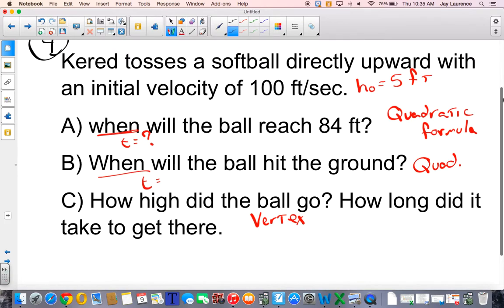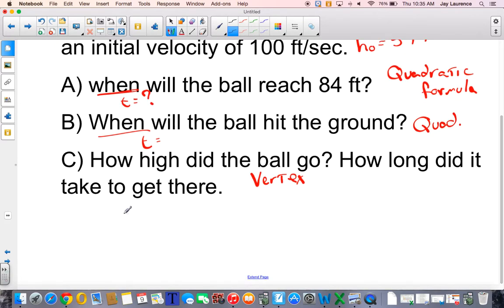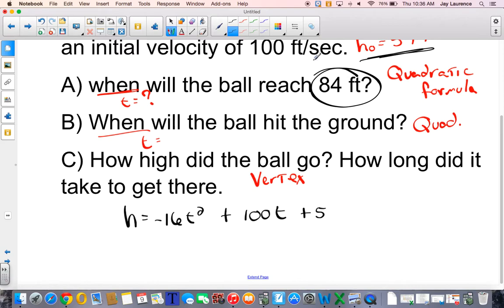All right, so now that we know this, let's write our first equation. So we're going to have h equals negative 16t squared plus 100t plus 5. Because remember I said the starting height was 5 feet right up there, right? When will the ball reach 84 feet? Well, what is this? This is a height. I look at this equation, there's only one h that's unknown. This 84 must go in for h.